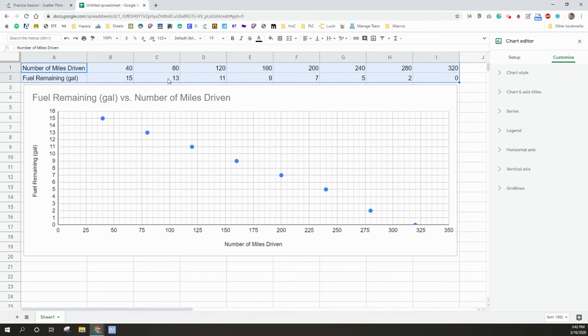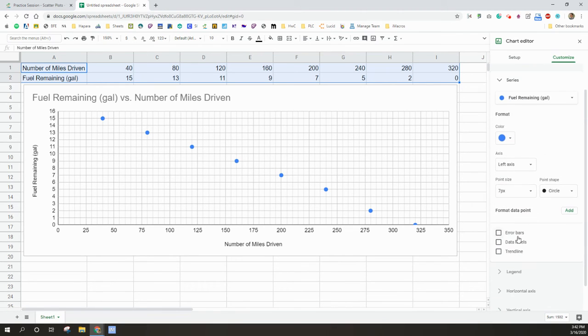80 miles driven, 13 gallons remaining. That's this point right here. And you can see it's a pretty consistent downward slope. And if you use Google Sheets, you can go over to the series option and you can scroll down and hit trend line. And there's a trend line.